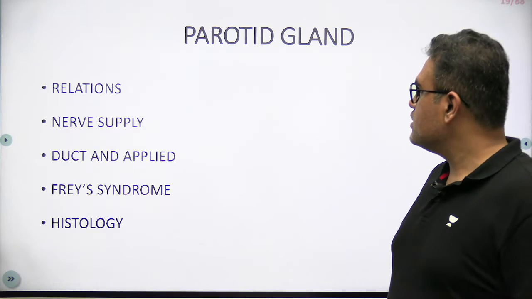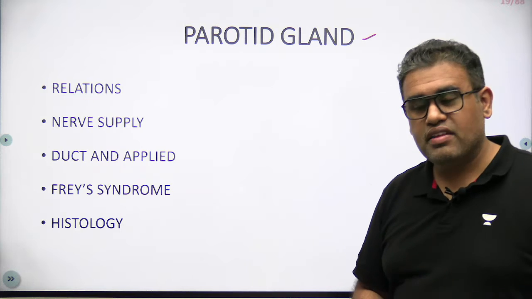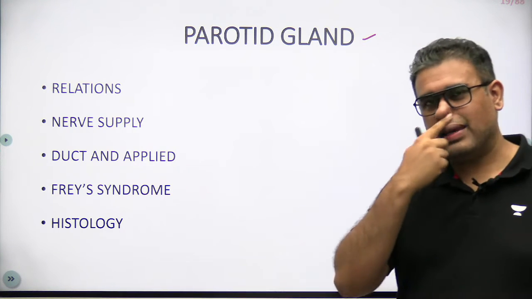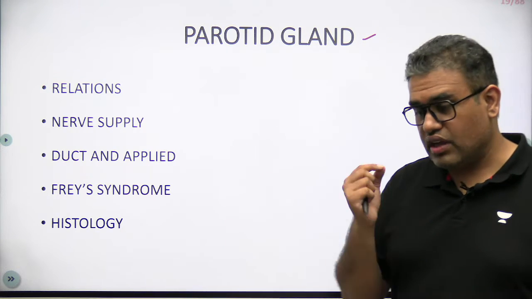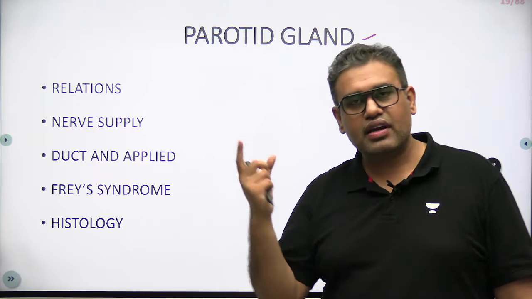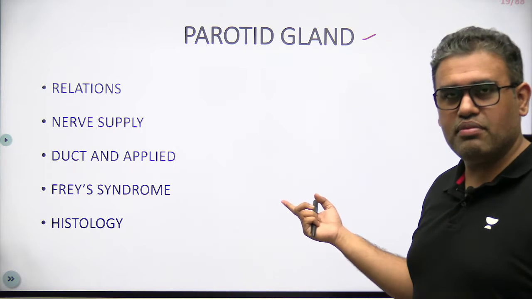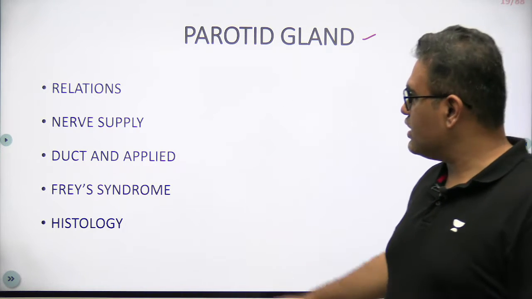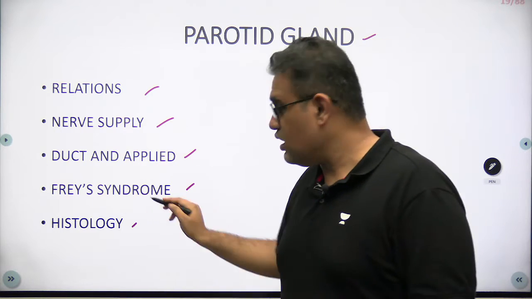So, the maxillary artery, and the other important topic is the parotid gland. See, any topic which has applied importance, like the parotid gland, has so many pathologies. Take out a surgery book. Whatever topics are there in the surgery book, they have the relevant anatomy, and that is important. Simple as that. Do you have a parotid chapter in your Bailey? Obviously we have it. It becomes an important topic in anatomy as well. So: relations, nerve supply, duct, applied, Frey syndrome, histology now.